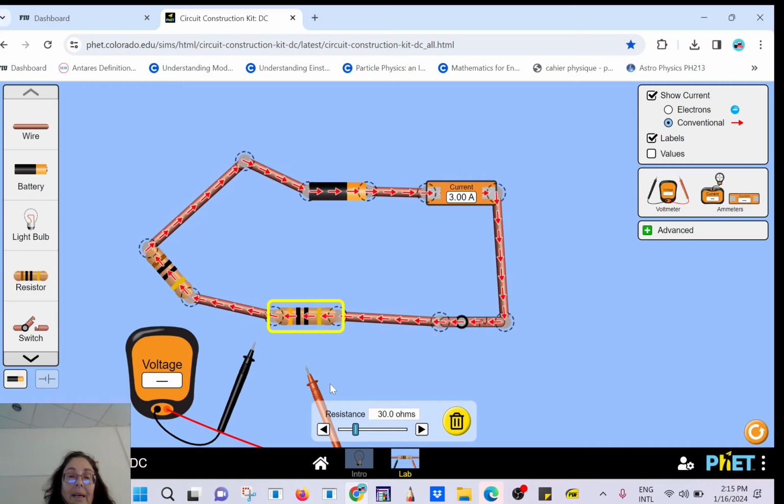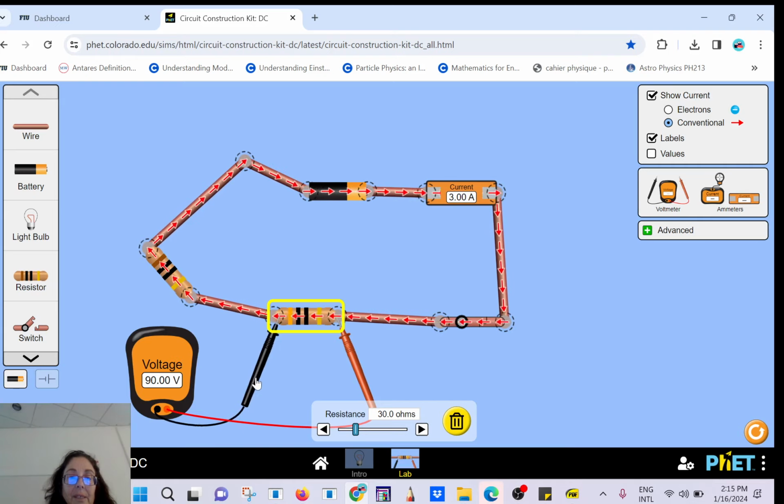So when you do the voltage drop, it's really across. So what's the voltage drop here? 90. Let's see if it makes sense. What's the resistance? 30. And times, you have to do it with the mouse.